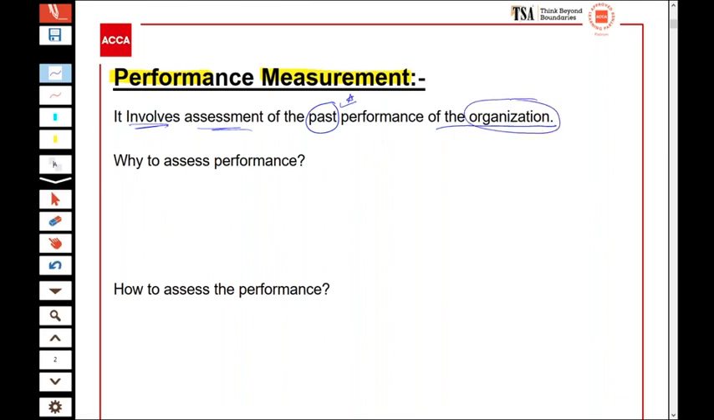Now the question comes here: why assess the performance? Why and how? These are two different things. First of all, you are assessing the performance of the organization, and you are assessing the past performance. The very good question is that whatever activity you are doing, you should know the reason why you are doing that thing. So why are you analyzing the performance of the organization?